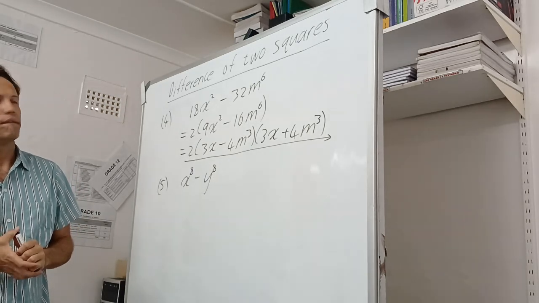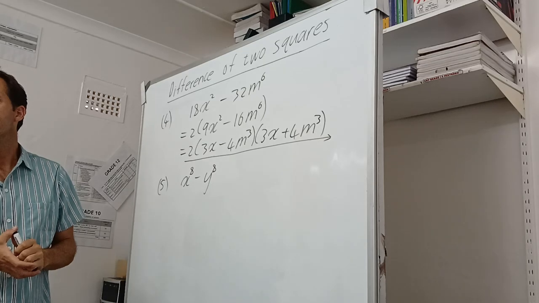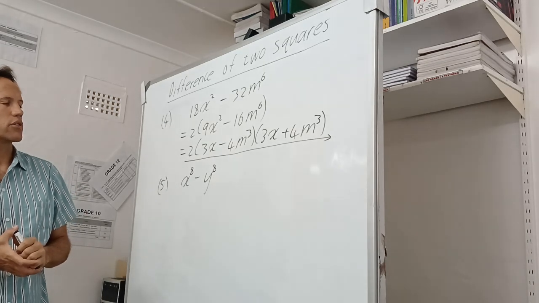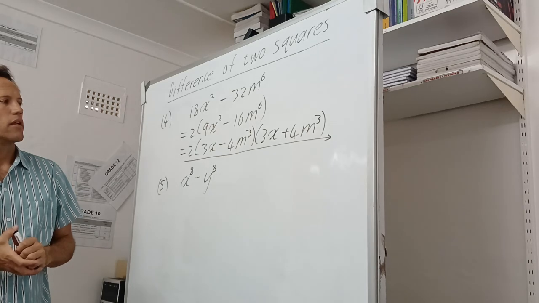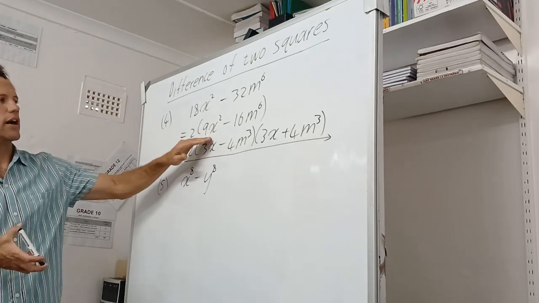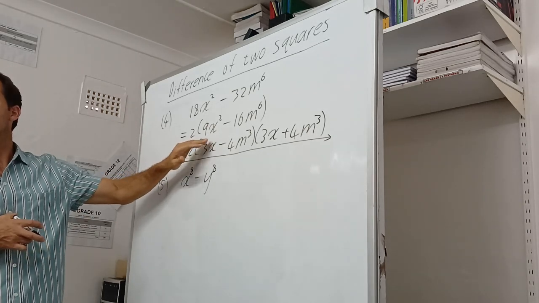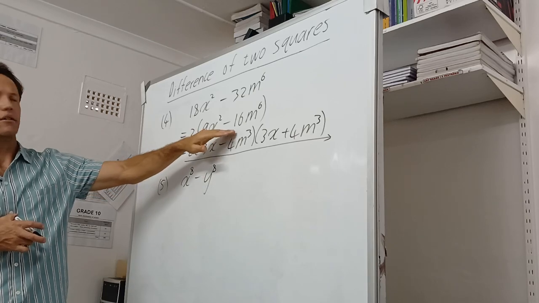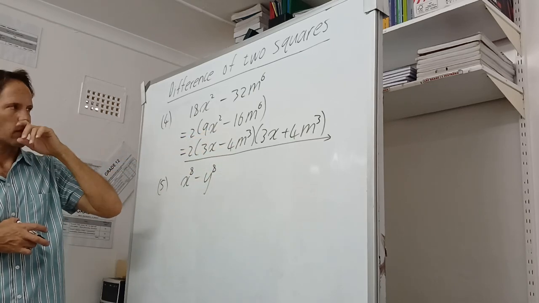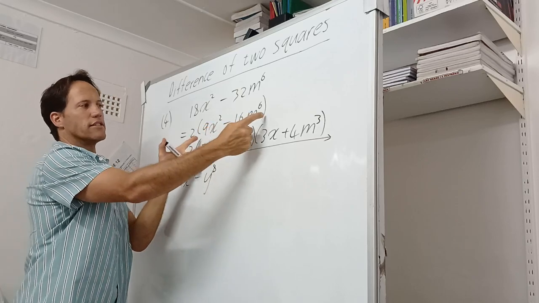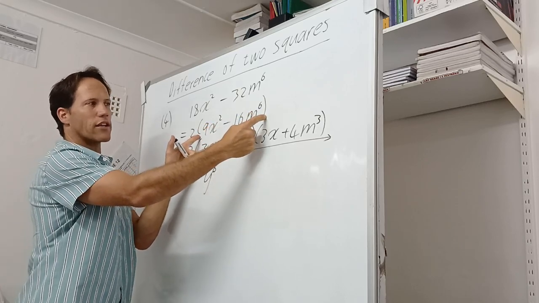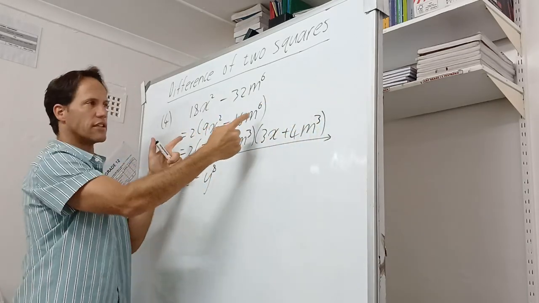Why don't you put that 9x squared in the answer like you did in that one? No, because this is a minus, so we factorize this. When you factor, there's no plus next to it. It's just this one. So we factor.